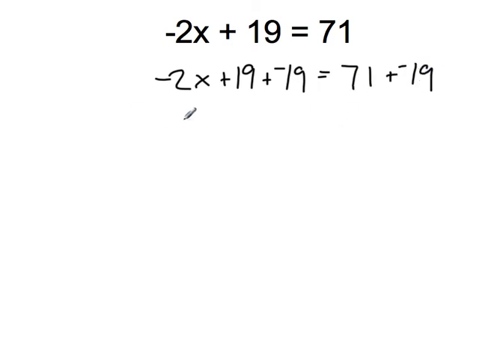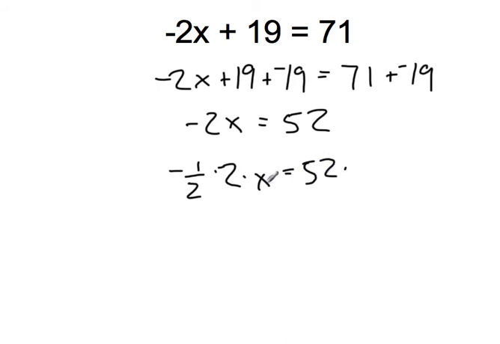Okay, so we have negative 2x plus 0, which is negative 2x, and this is positive 52 on the right side. Now, we need to multiply this negative 2 by something that would make it become 1. So what is negative 2's multiplicative inverse? Well, it has to be negative, because a negative times a negative is a positive. And it has to be 1/2, because 1/2 times 2 is 1. So negative 1/2 times negative 2 times x is equal to 52 times, we have to multiply this right side by negative 1/2 as well.